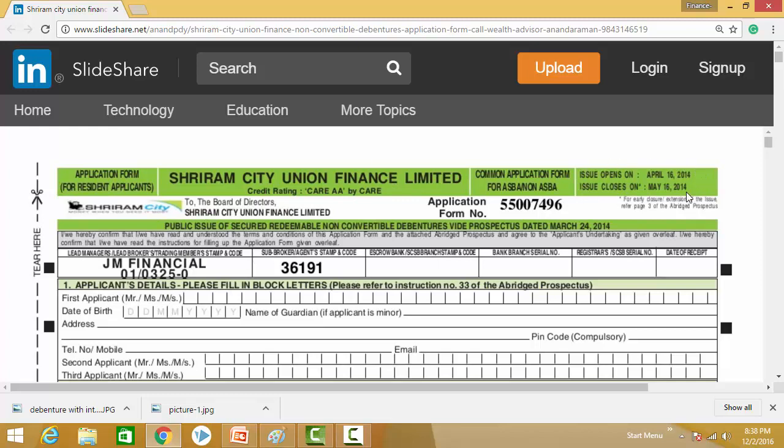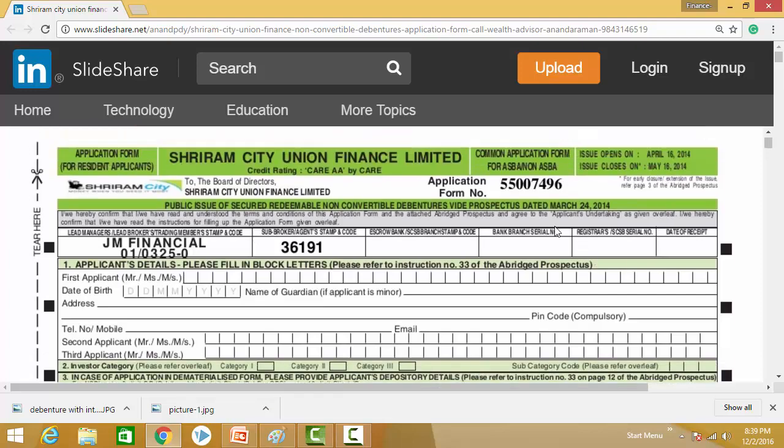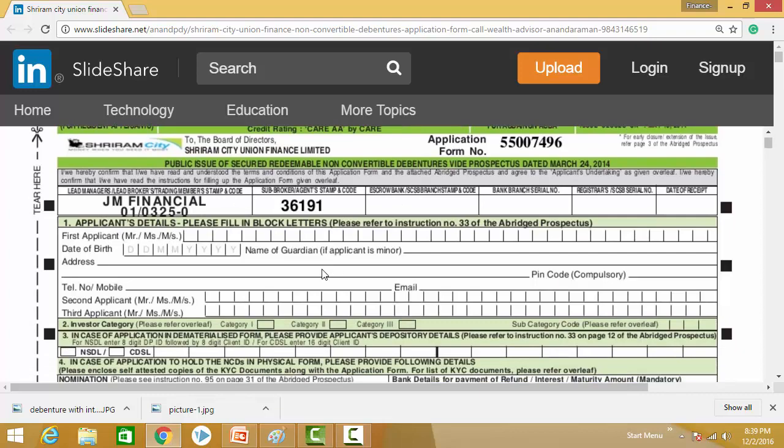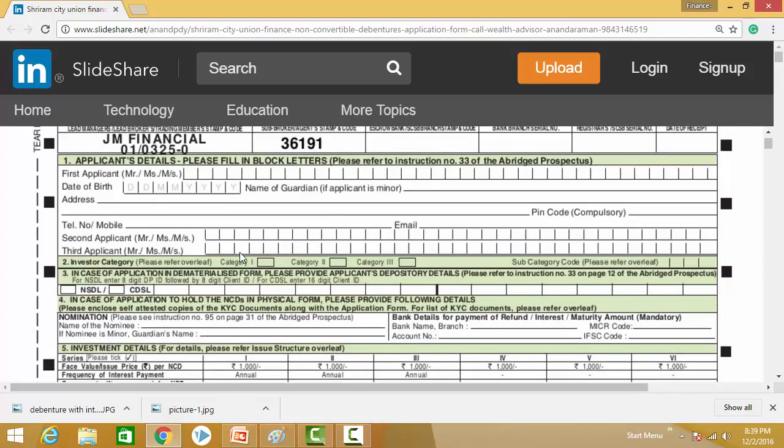You see this? This is the date on which the issue opens and the issue closes. What does that mean? On this date, April 16, 2014, the company will start accepting applications from the general public. On this date, it will close. No applications beyond this date, May 16th, will be taken up. Now, all this information is not necessary for an applicant.